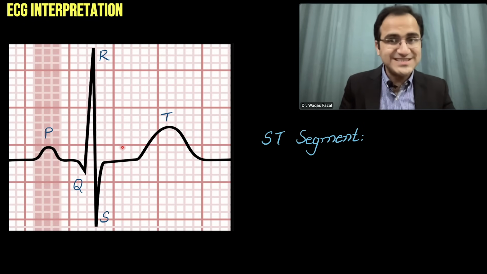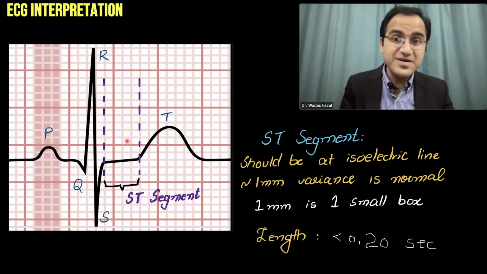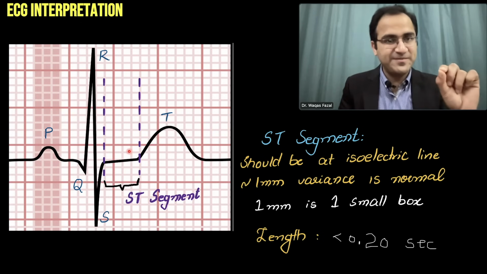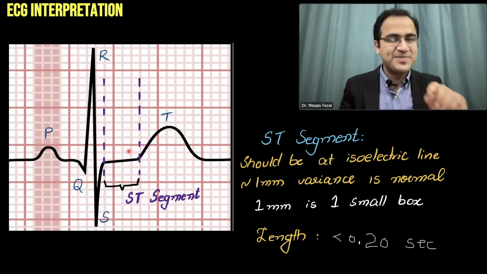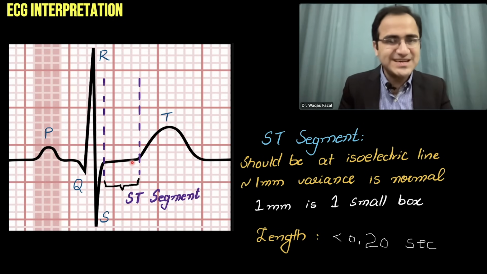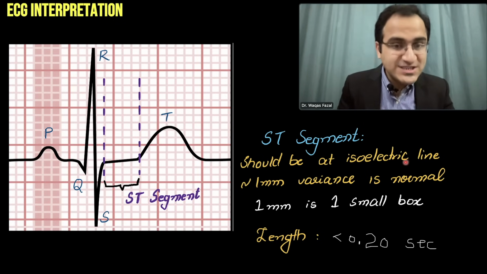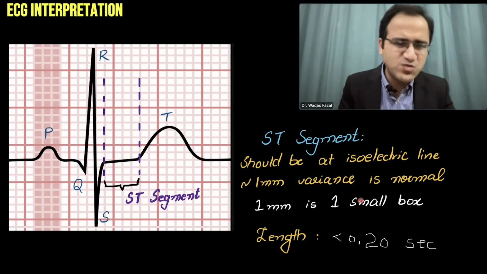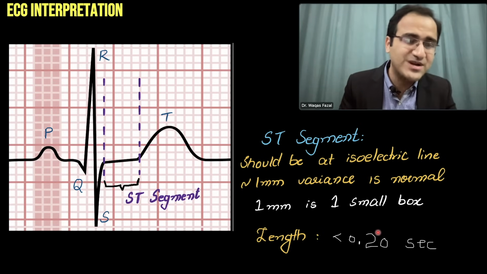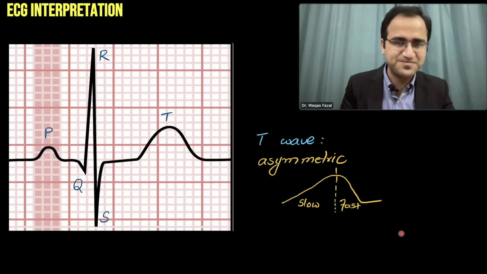Now coming to ST segment, this is ST segment. Remember, segment is the line. Interval has all the squiggles and waves in it. Segment is only the line. PR segment, ST segment. ST segment should be at isoelectric line. 1 millimeter variance in one lead is normal. 1 millimeter is one small box and its length is 0.04 seconds.